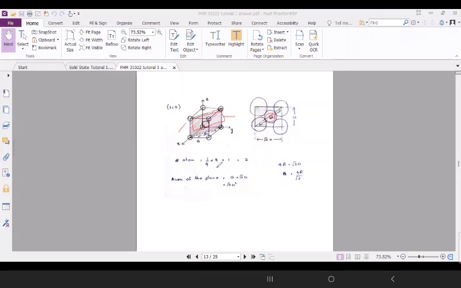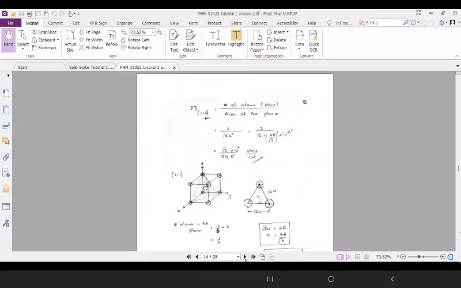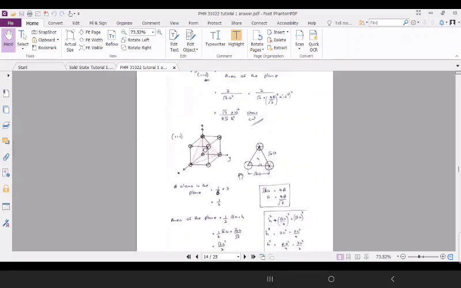So the number of atoms is the middle one and the corner ones, so totally 2. And the area of the plane you can also calculate using the Pythagoras theorem. So you can easily substitute those values in the PD equation. So we can move to the next plane coordinates. Okay, so you can substitute those values and you can easily get the PD value for this question as well.